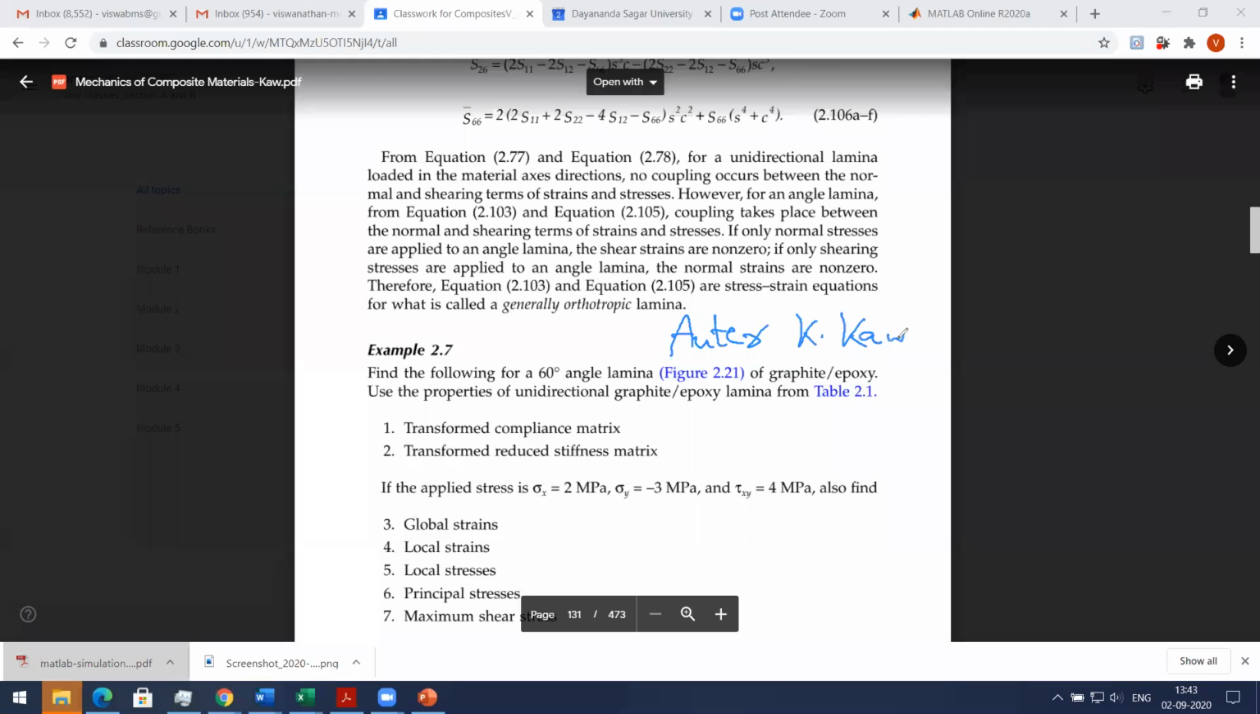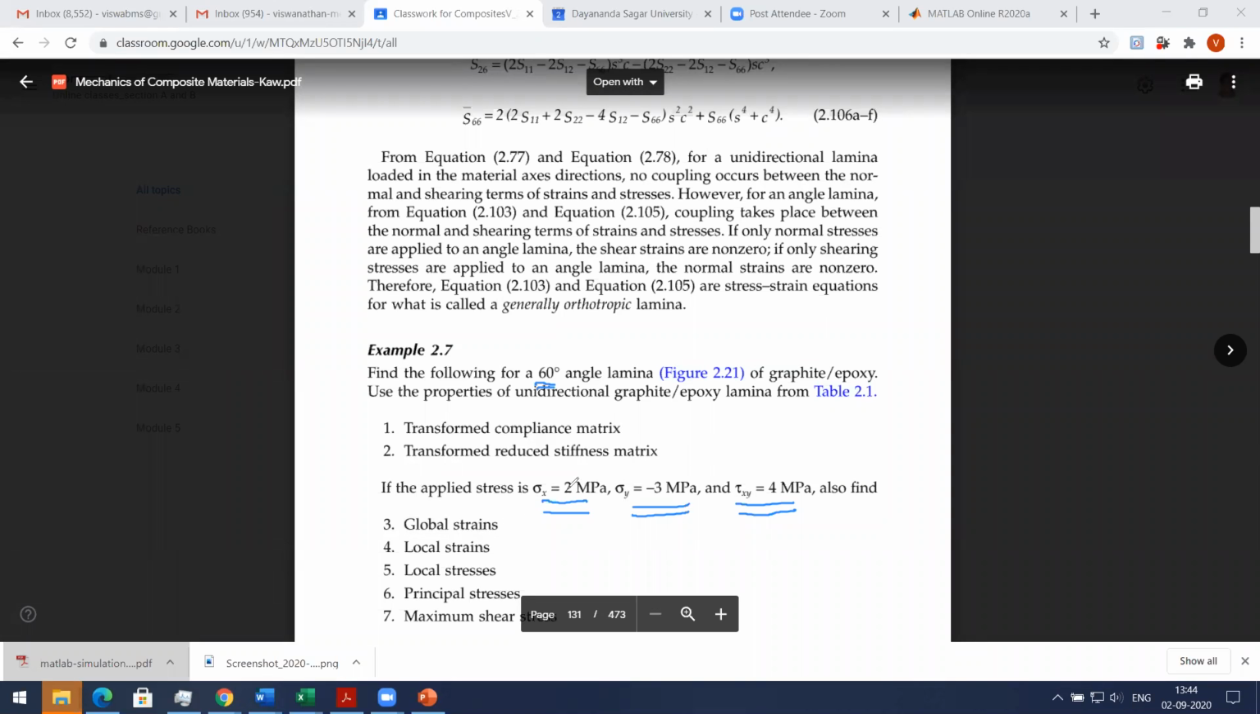Okay, this is the author, and this book is available in the Google Classroom. Dr. Stanley has uploaded it, so refer to this. Example 2.7 we will just solve in that. So it's a 60-degree angle lamina, and sigma x is 2 MPa, sigma y is minus 3 MPa, tau xy is 4 MPa. Now you need to find the global strains.